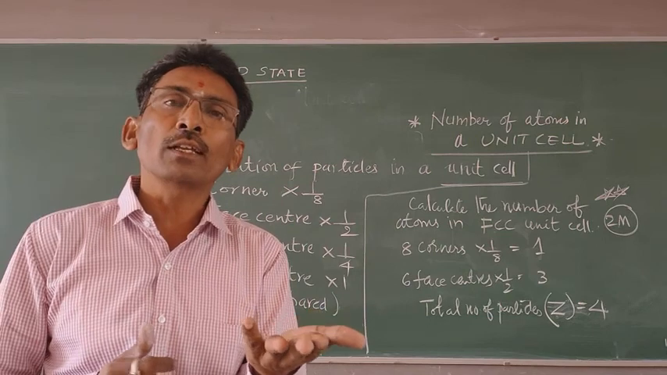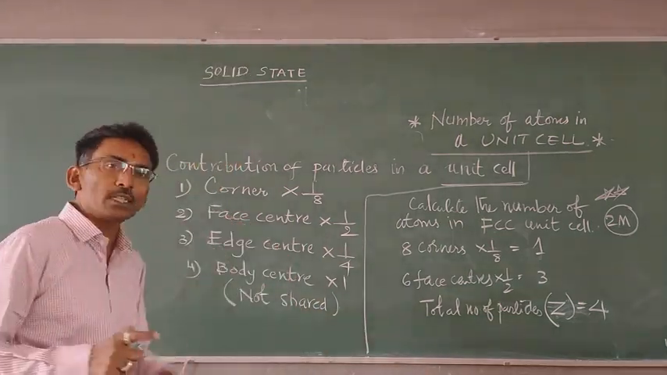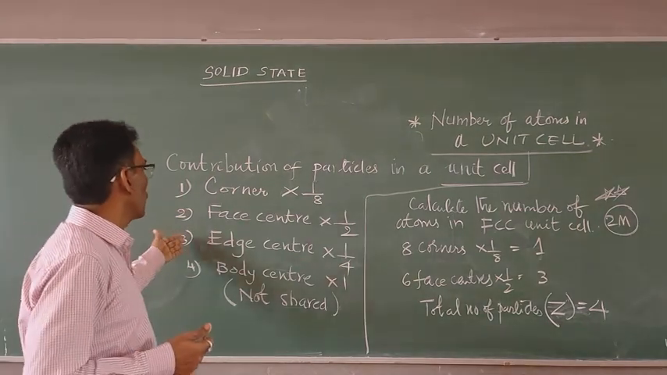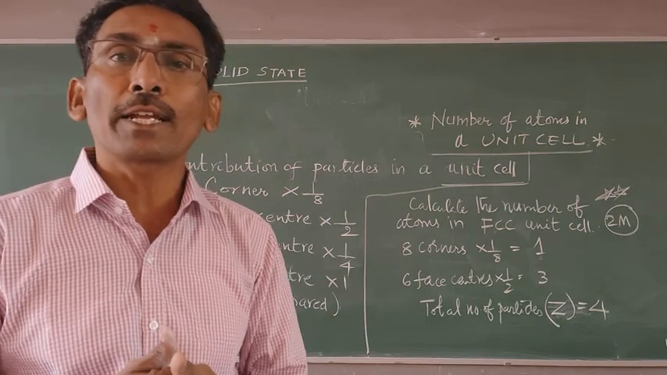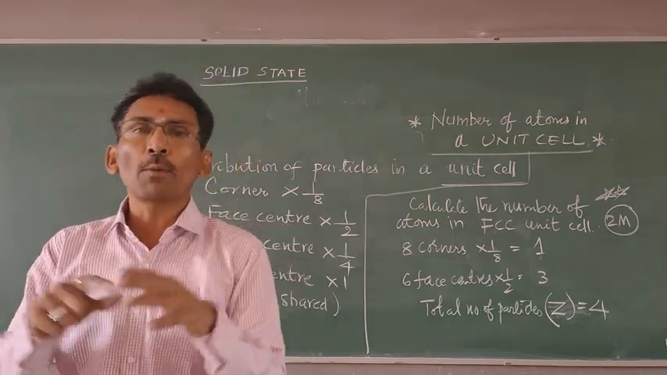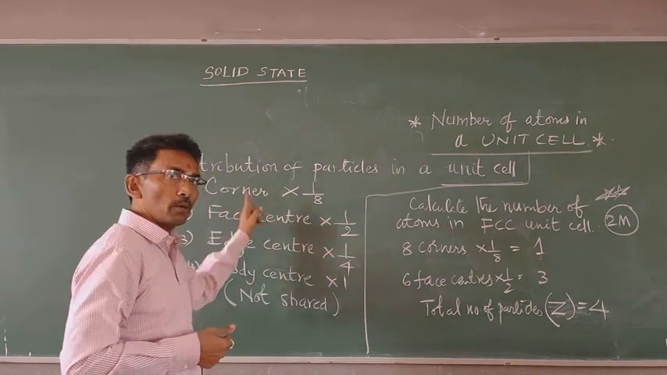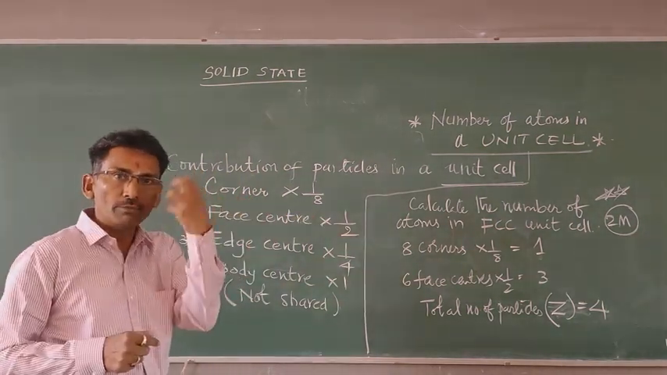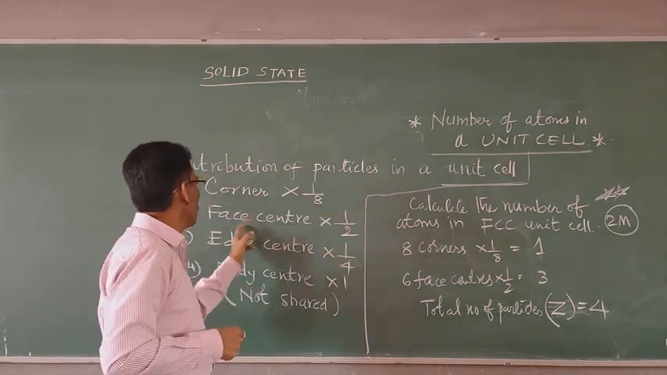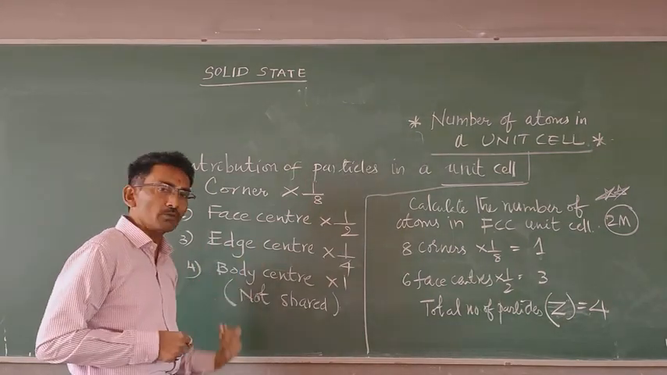If 2 children are there, it is shared between 2 children. If one child is there, like body centered, it cannot be shared. 4 children are there, shared. 8 children are there, shared. Like that, the property of the parents and grandparents is possible to share at the time of dividing the family. Like that, each corner is shared by 8 unit cells, so the portion of this unit cell is only 1/8. Face center, half is only to this unit cell, edge 1/4 of this unit cell.